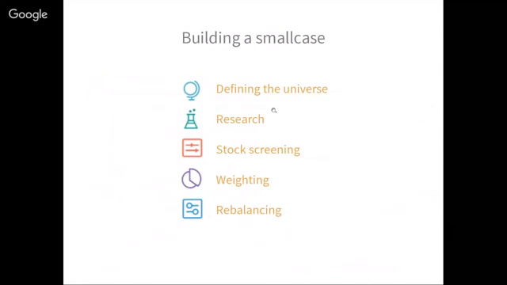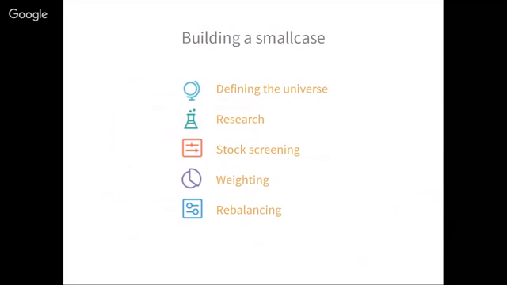Now, given that we have established where one should invest their money, how to invest their money, and have understood the basic concept of a smallcase, let's come to the point where we discuss how we build a smallcase. It's a very scientific approach that we follow at smallcase, and it's a 5 step process for building a smallcase. Let's look at each of the steps one by one.